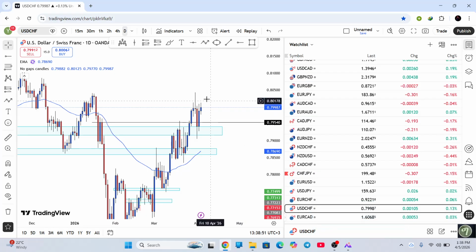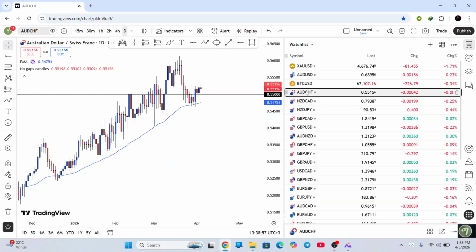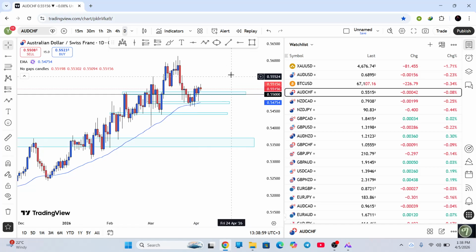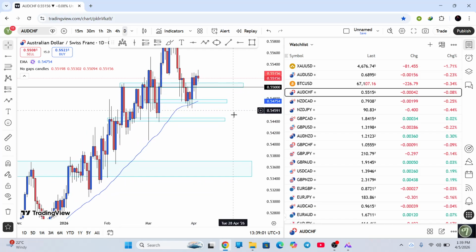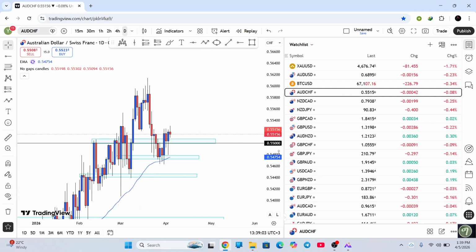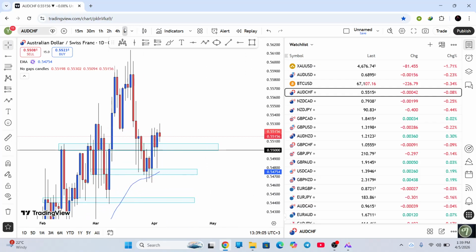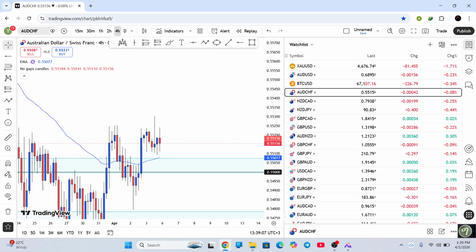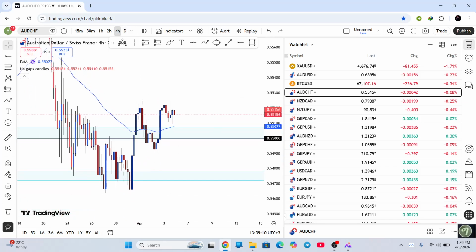It should have some kind of weak pullback and keep going to the upside. That's my prediction. This one, it's not bad. Maybe wait for price to give you the purple pullback. Yeah, I'll be interested in this one.